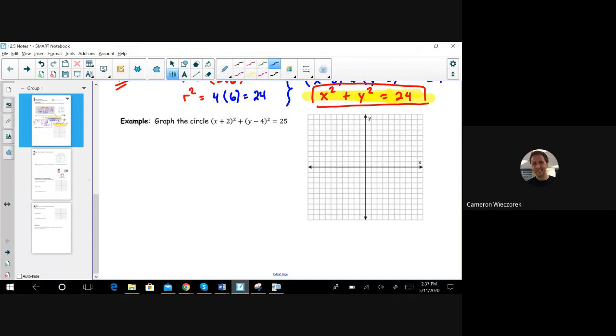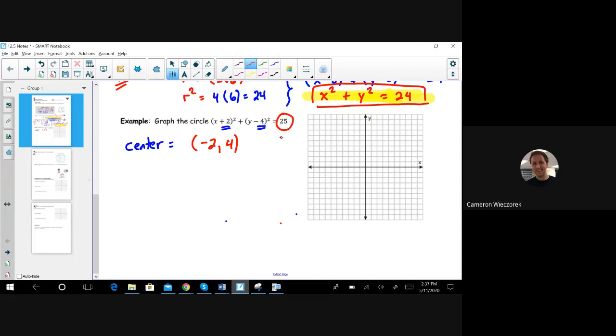Graph the circle (x + 2)² + (y − 4)² = 25. What do we need to graph the circle? We need to know what the center is, and we need to know what the radius is. The center is related to these two values you see here, but you have to change the sign. If you see a positive 2 here, it really means that the x value is negative 2. If you see a minus 4 here, it really means the y value is positive 4. So my center is at (−2, 4).